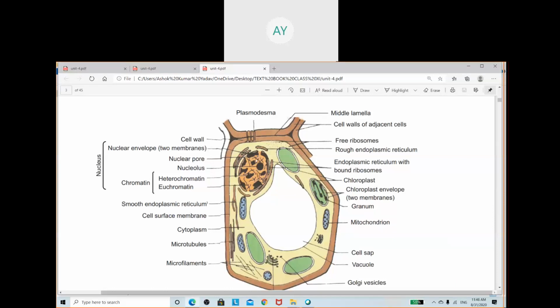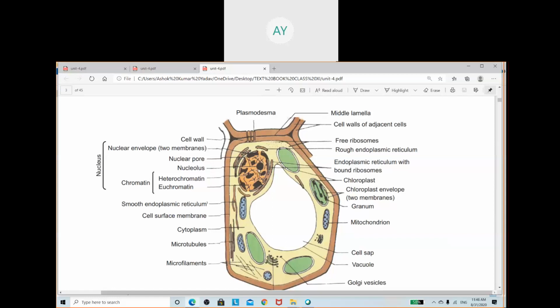Why? Because there is a gene. Where is the gene present? Inside the DNA. And where is DNA present? Inside the chromosome. And where is the chromosome present? Inside the nucleus. So that is responsible for giving the character of the cell. Now you will find a ball-like structure inside the nucleus, that is known as the nucleolus.